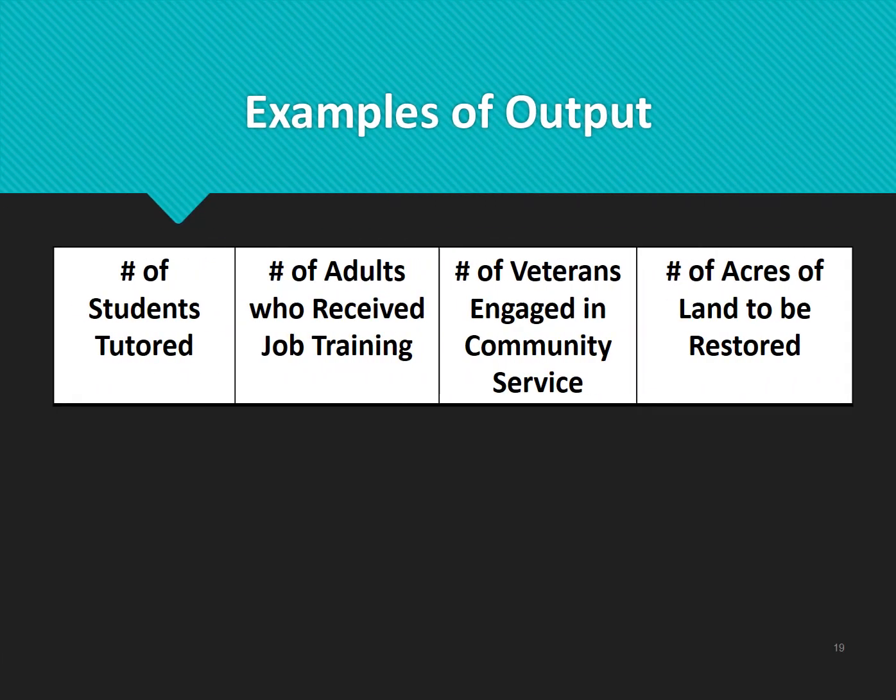Outputs are the services you provide or products you create through your planned intervention. Outputs quantify the actual level of service you plan to deliver or products you plan to create given the resources, such as staffing, you have available. Outputs are generally an unduplicated count of the number of students you plan to tutor, the number of houses you plan to build, the number of families who will be housed, the number of students you plan to provide job training to, the number of veterans you plan to engage in community service, the number of acres of land you plan to restore, or the number of trees you plan to plant.